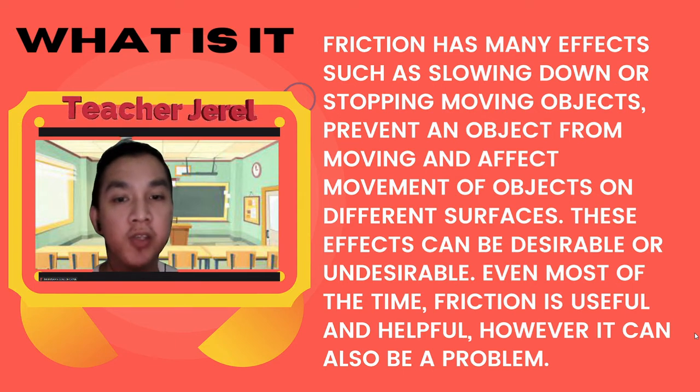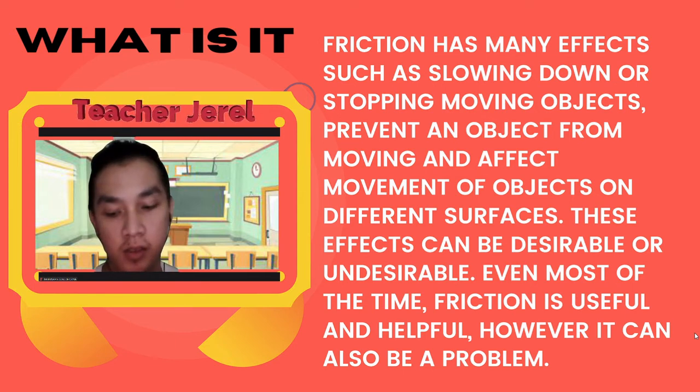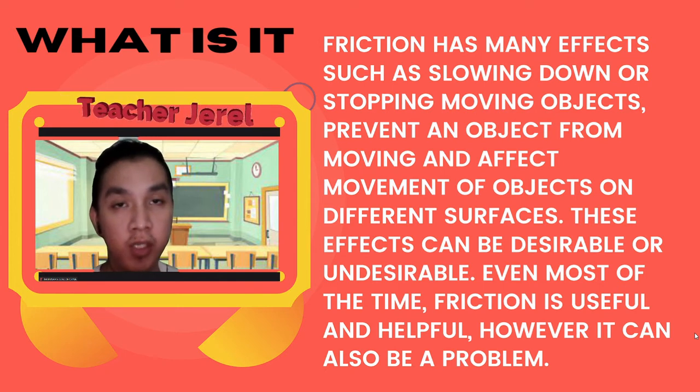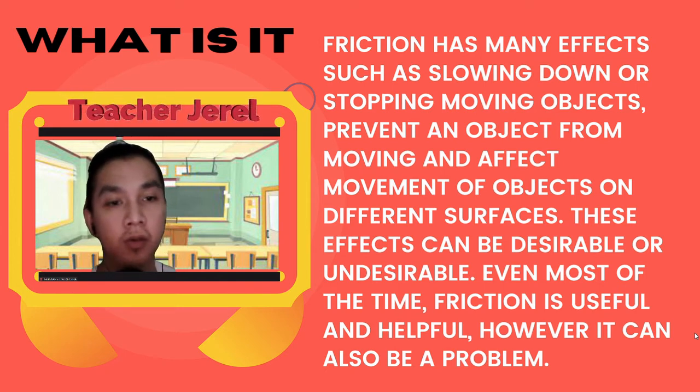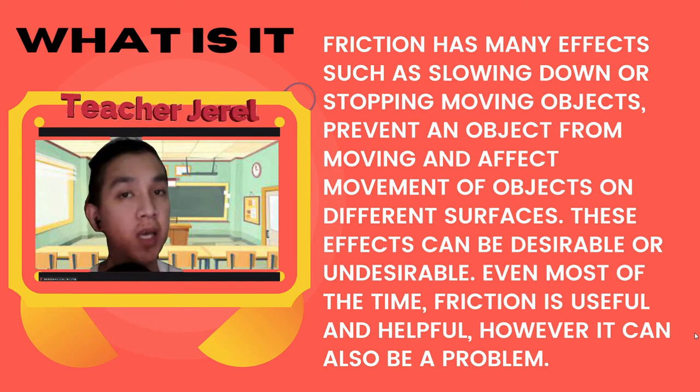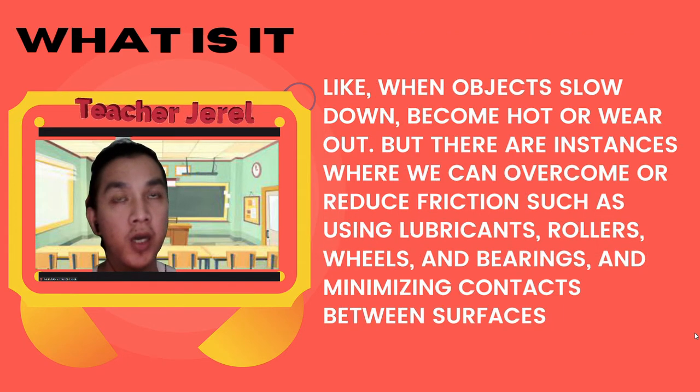Most of the time, friction is useful and helpful. Okay? Most of the time, nagagamit natin ang friction sa iba't ibang bagay at useful ito. However, it can also be a problem. So, alamin natin kung ano ang problem ng mga frictions. Kapag masyado ng nagkakaroon ng friction, when objects slow down, the two objects become hot or wear out. Pwedeng ito yung tinatawag nating na-worn out, naluluma, nagagasgas, napupudpod. Okay? At the same time, umiinit siya. Example nito, yung dalawang kamay mo. Kapag ni-rub mo siya against each other, your hands become hot.